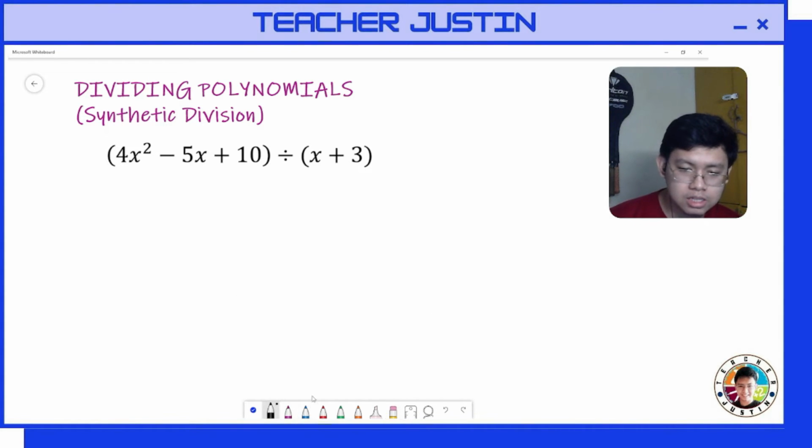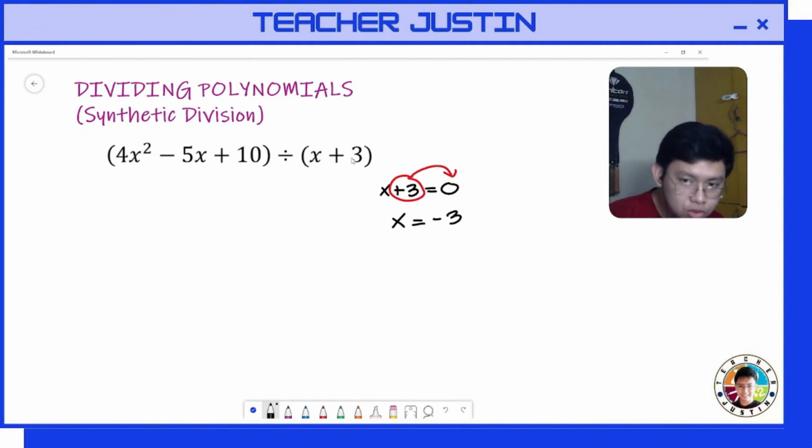So first step in synthetic division is to equate our divisor, in this case x plus 3, to 0. And then solve for the value of x. So we transpose positive 3 to the other side of the equation, giving us negative 3. So we change the sign every time we transfer a term to the other side of the equation. So we have negative 3, and negative 3 will serve as our divisor. So let's place it here, negative 3.